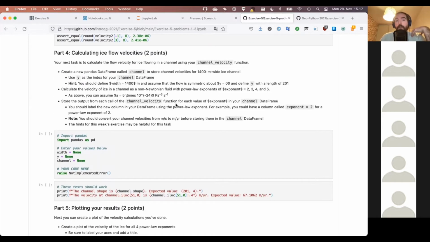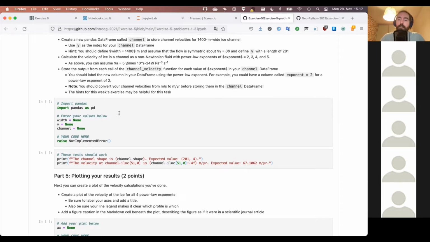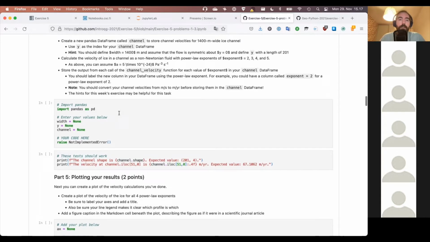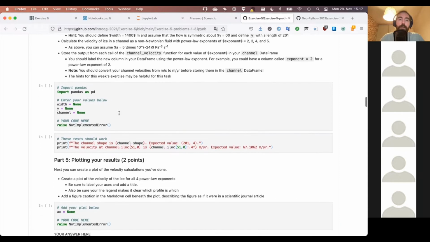Then, once you've got your two functions working, you can go about calculating the velocities for your glacier geometry, and you're given some properties to use for that. You'll calculate this for different power law exponents, 2, 3, 4, and 5, just to look at how the velocity pattern varies in those examples. Then you'll calculate those different velocities and store them as separate columns in a pandas data frame.